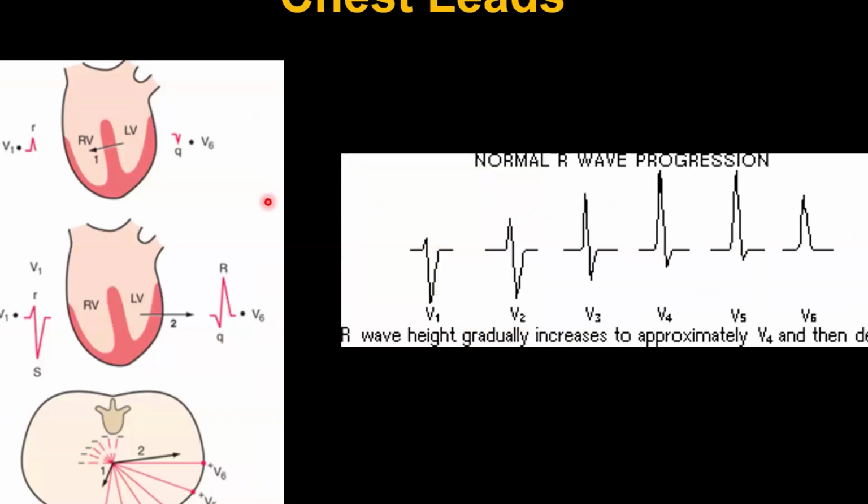There are limb leads and chest leads, and the chest leads, as shown here, illustrate that the initial depolarization of the ventricles is from left to right, so that in lead V1, which is located on the right side of the chest, there's a positive deflection, and in V6 there's a small negative deflection called the Q wave.